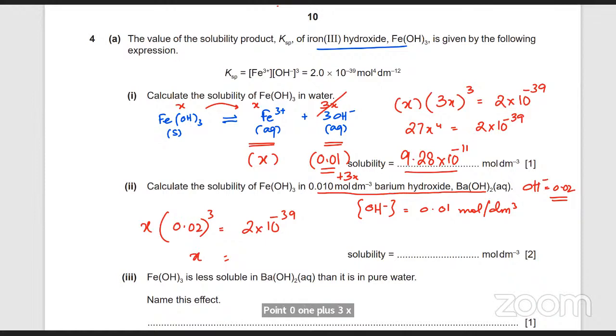Like, well, 3x pointless, actually. 3x is very small, so you can kind of ignore it. You can solve with it too, but that will become a quadratic equation. It's just going to take a longer time for you to solve that. Okay? To name this effect, that's the Kamran effect.